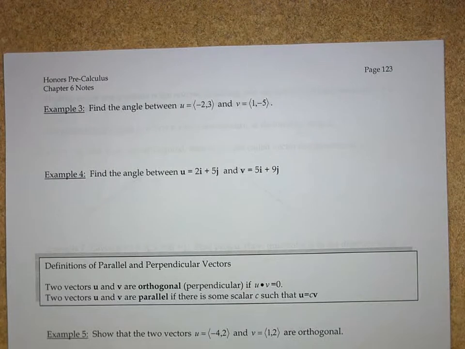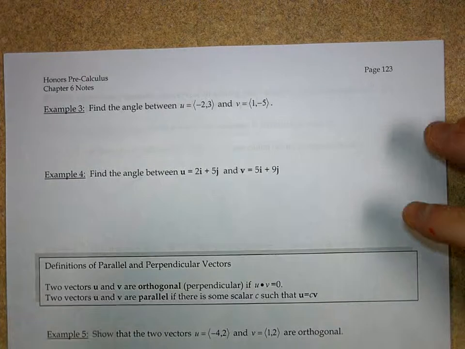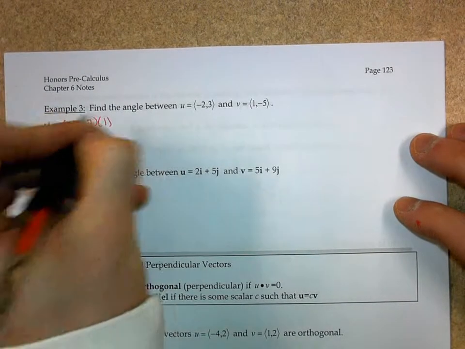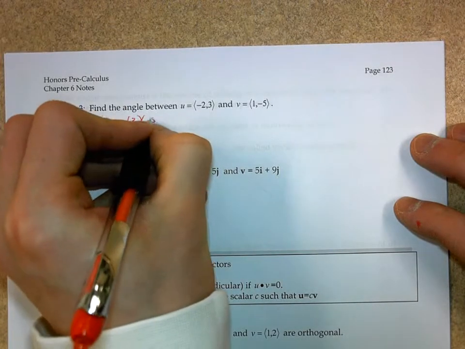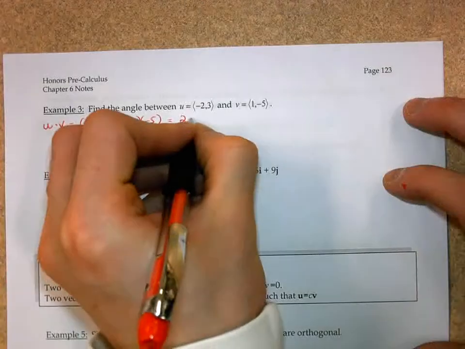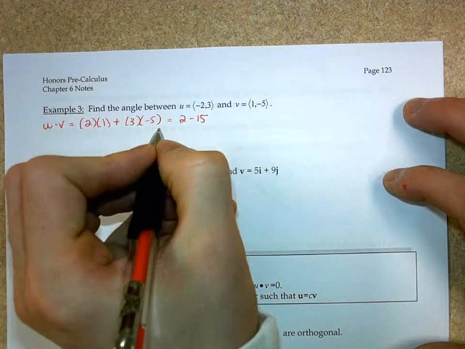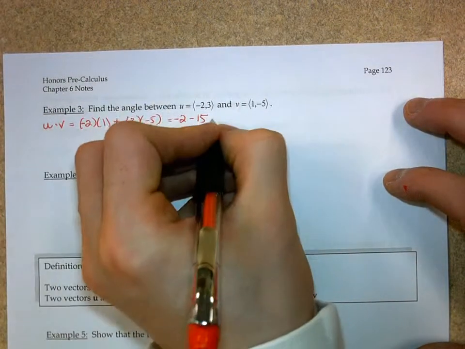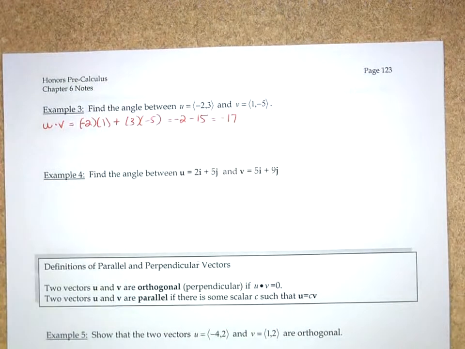So for example number 3 here, finding the angle between -2, 3 and 1, -5. So let's start by finding the dot product. I need the dot product, magnitude of u, magnitude of v. So if I do the dot product of u and v, it's taking the x components, taking the y components, multiplying them together, and then adding the result. So 2 minus 15, actually it should be a -2. We have -2 right there. So -2 minus 15 is going to be a -17.